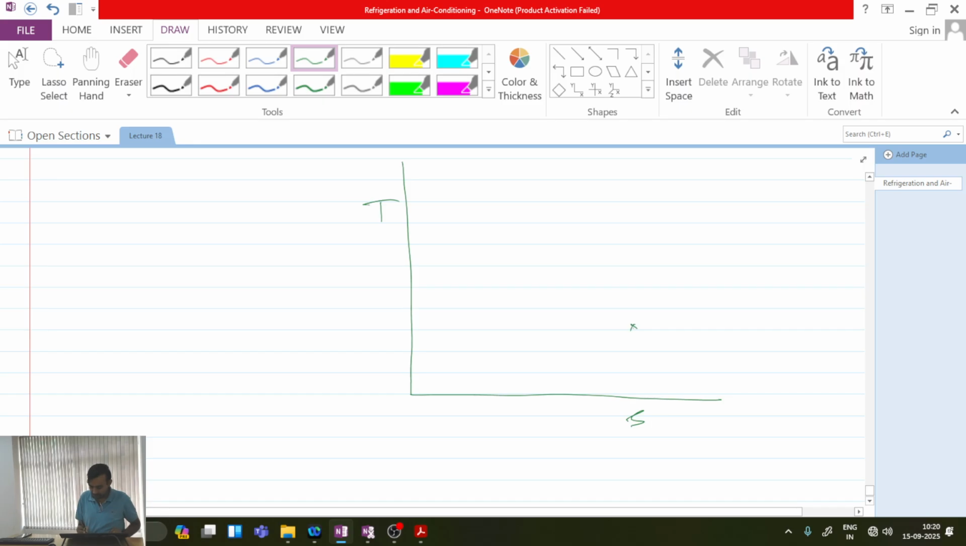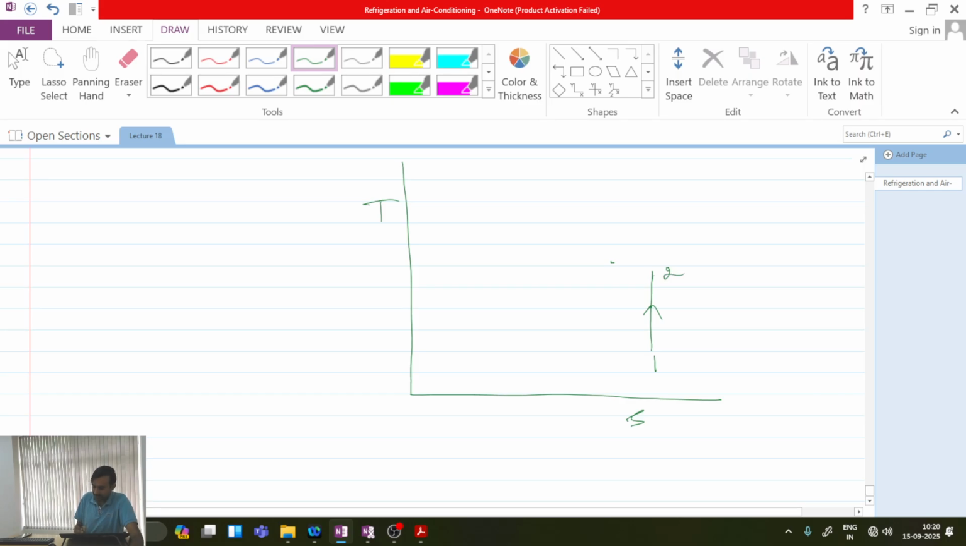Okay, so if I am starting from point 1, it will be 1 to 2 compression. Then I will be having intercooling. What will happen in intercooling? Temperature will decrease. I have written TS only in the question. So what is 1 to 2? 1 to 2 is an isentropic process. It will be like this.